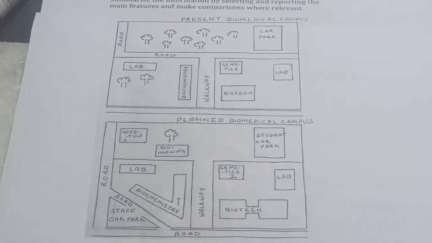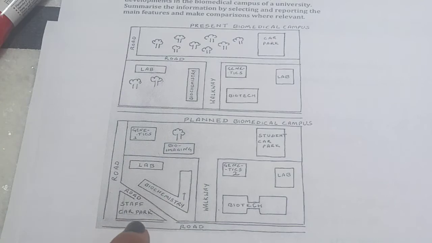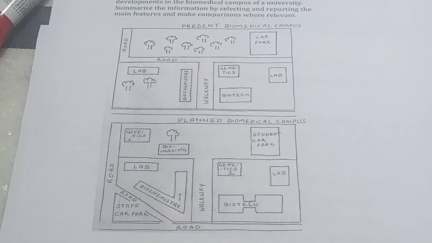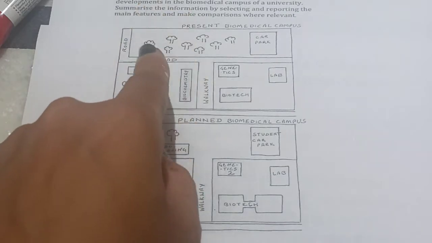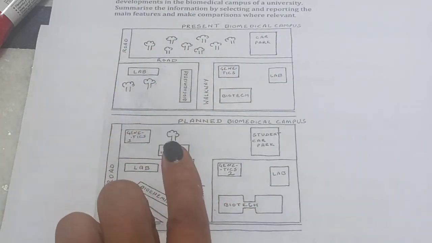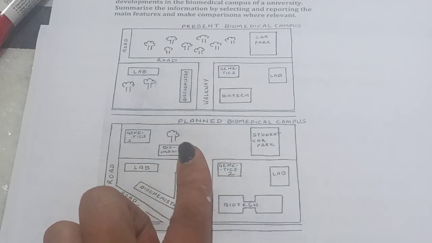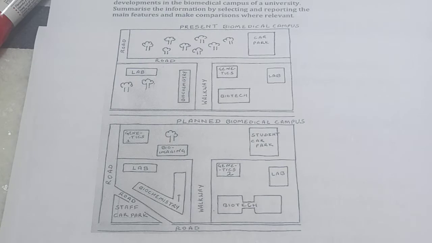Let's see. We can see a lot of transformation would be there, but we can see there would be a lot of deforestation as well. A lot of plants we can see at present, but there will be hardly 1 or 2 plants, as shown in the figure. So there will be deforestation as well.